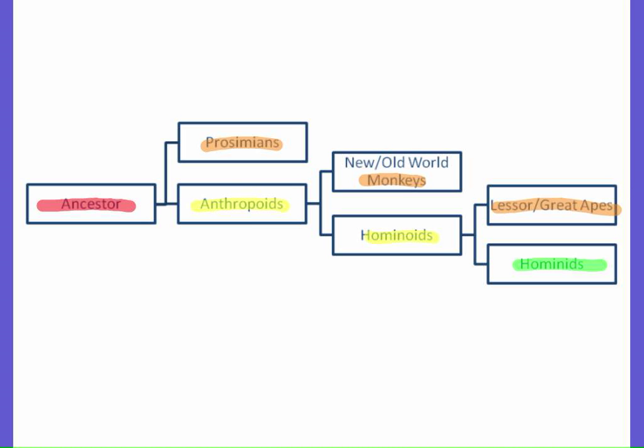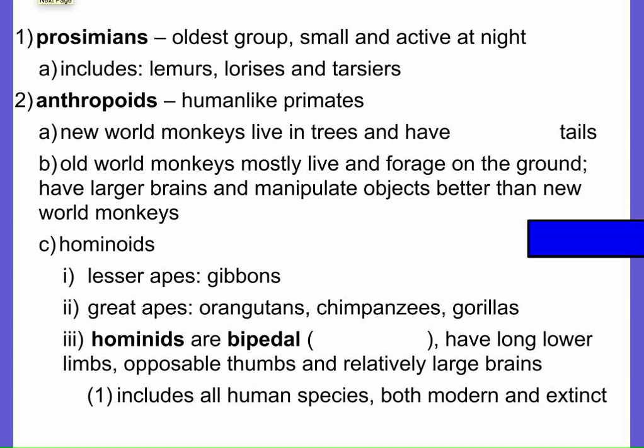But otherwise, we need to talk about each of these groups and know a few features that are important. Prosimians are the oldest group. They're small and active at night. One of the things that separates prosimians from the anthropoids is that they are the only primates that actually still have a wet nose. Right, so they'd have a nose like your dog instead of a nose like you or me.